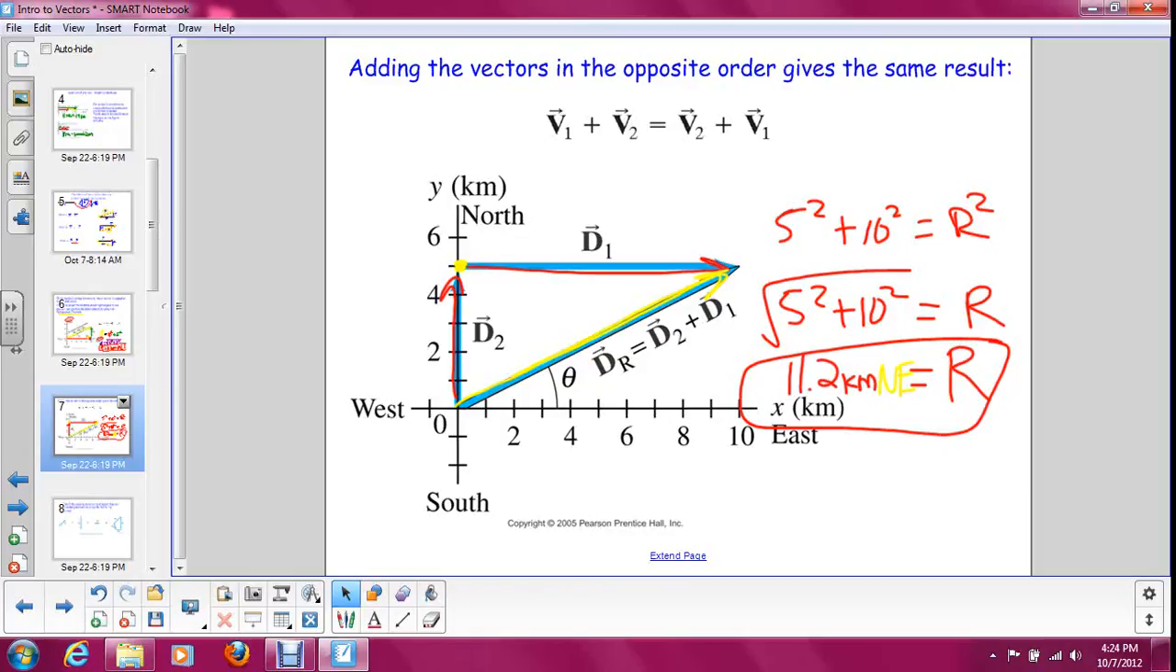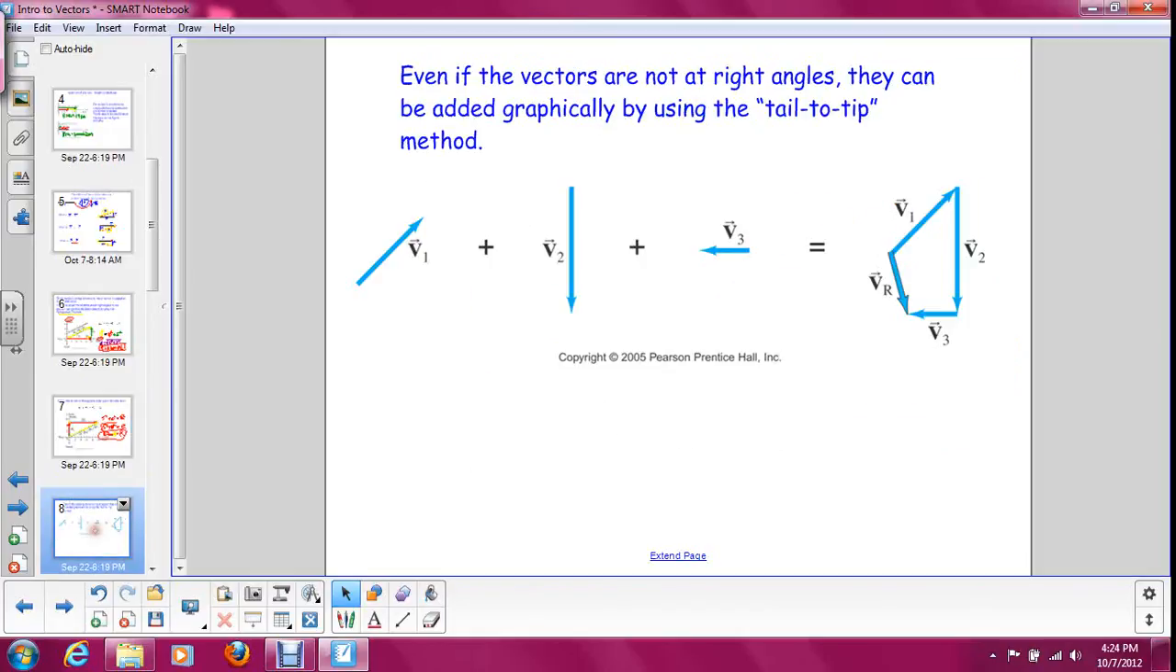It will always give you the same result. Just make sure you watch for signs. And it turns out we can add vectors even if they're not at right angles. And we do this using the tip to tail method. So let's walk through this one.